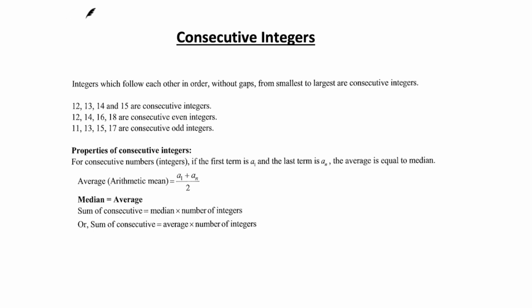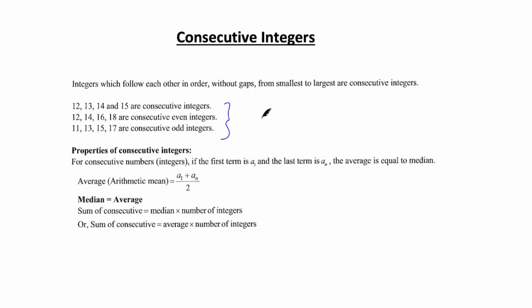In this video, we are going to talk about consecutive integers. Integers which follow each other in order without gaps from smallest to largest are basically called consecutive integers, and they can take all these forms. 12, 13, 14 and 15 are consecutive integers. 12, 14, 16, 18 are consecutive even integers. Then you can have odd integers as well, like 11, 13, 15 and 17.